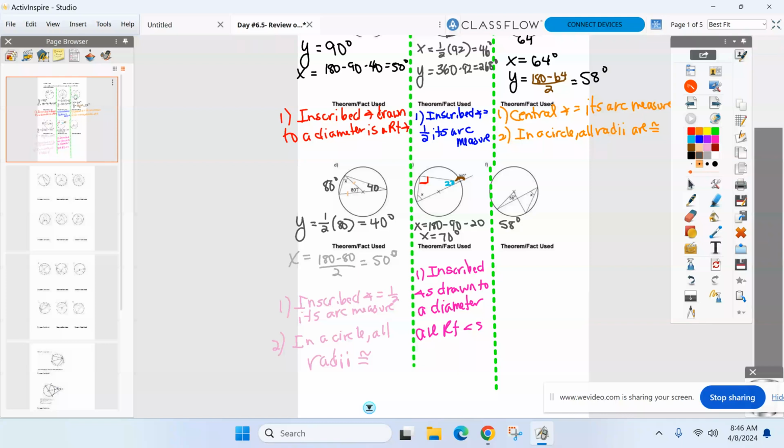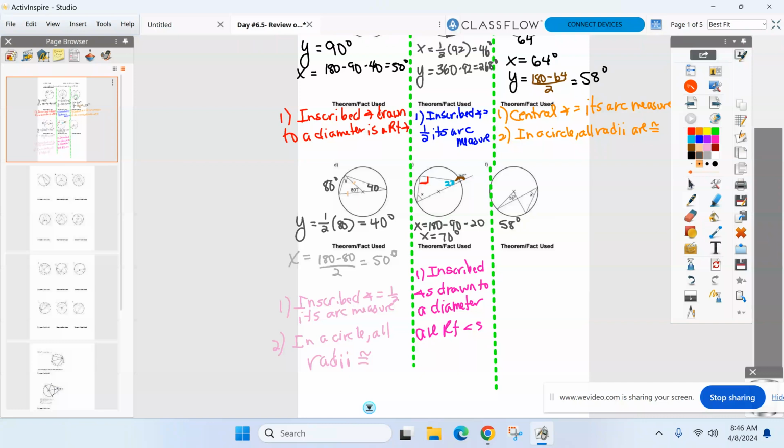But is that X 58 though? Somebody had asked me this in period 1, which is a good point. Those arcs don't mean they're congruent. I'm just showing you what angle is 58 and what angle is X. So don't get nervous that those angles are congruent, because they're not.